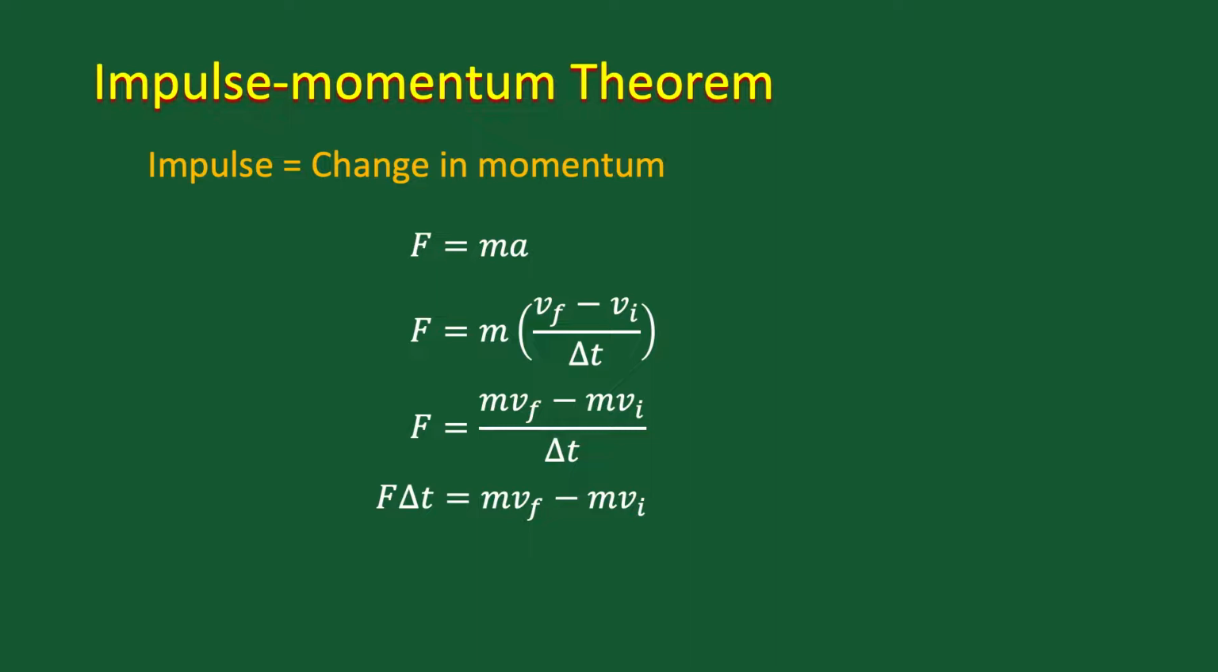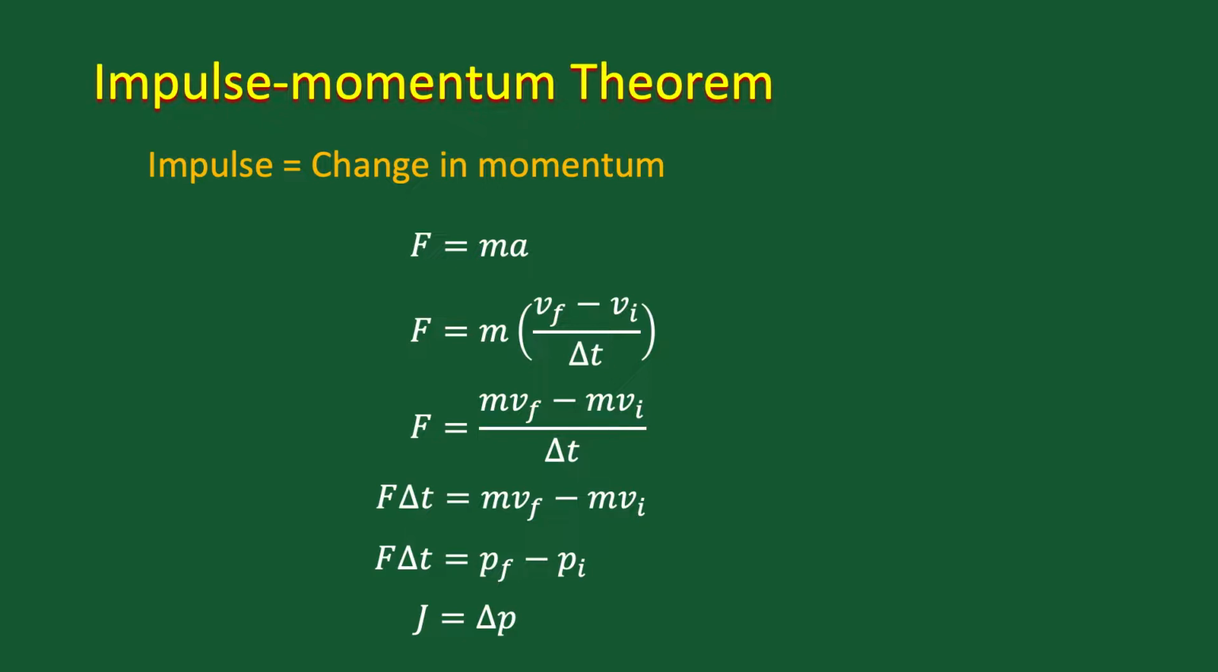Now we know that mv is momentum. So that means mv final is final momentum and mv initial is initial momentum. So we can write this as F delta t equals final momentum minus initial momentum. Final momentum minus initial momentum is change in momentum. So J equals delta P. That means impulse is equal to change in momentum. So that's what the impulse momentum theorem is.